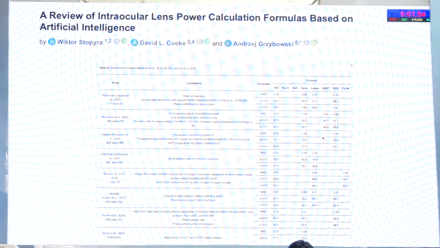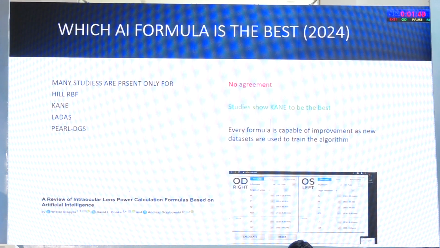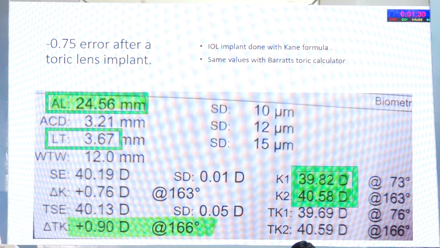This is a 2024 review by Sopera et al., looking at all the publications on AI-based formulae, and they came to the conclusion that every surgeon who has done this formula thinks he is the best. But if you look at those with a large number of studies, Kane is the best. So if you want to use any one formula, please use the Kane formula, and all these formulas are going to improve with time. They are not static formulas. They are all living formulas.